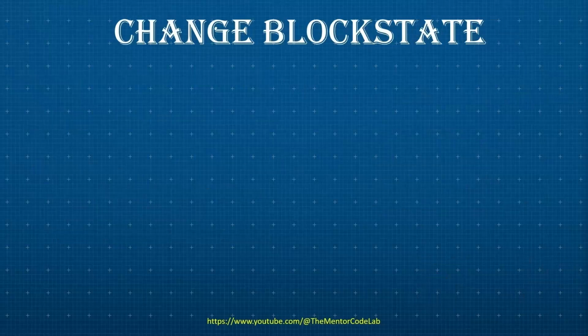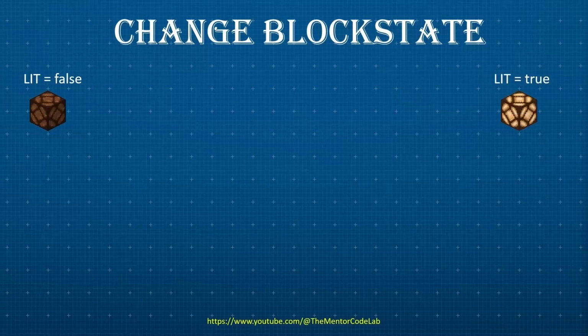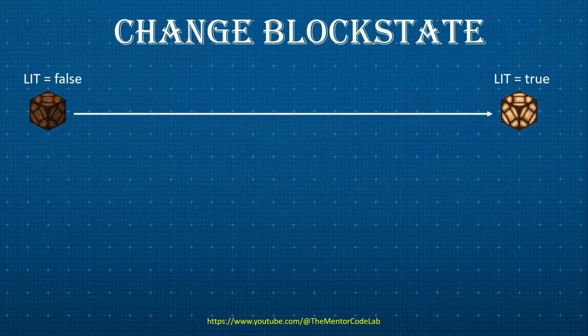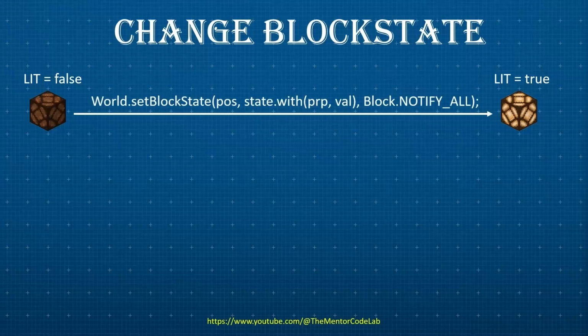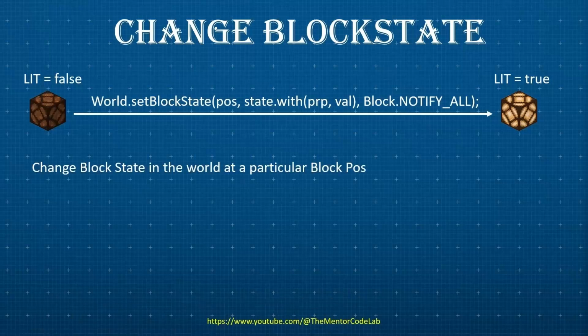Okay, let's change the block states. We have a redstone lamp that is off. How can we change it to turn on? Here is a single line of code, and it's a cheat code. We get the world, and on the world we have the method called setBlockState. The first parameter is the position, the second parameter is a state, and the third parameter is something else. As you see, as the first parameter, we are sending in a block pos. This block pos is the position of the block that we want to change the state on.